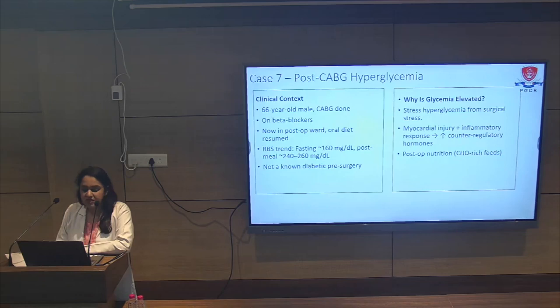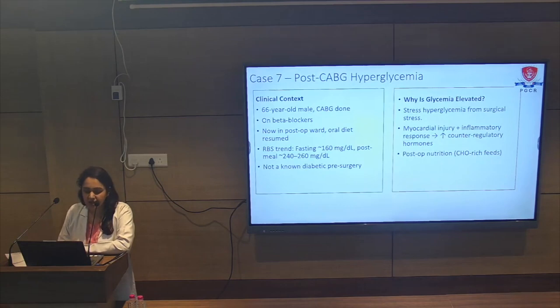Now why are the blood glucose levels elevated? This is because of stress hyperglycemia from myocardial stress. Due to myocardial injury and the inflammatory response, there is an increase in the counter-regulatory hormones. Plus we have started the patient on post-op nutrition.